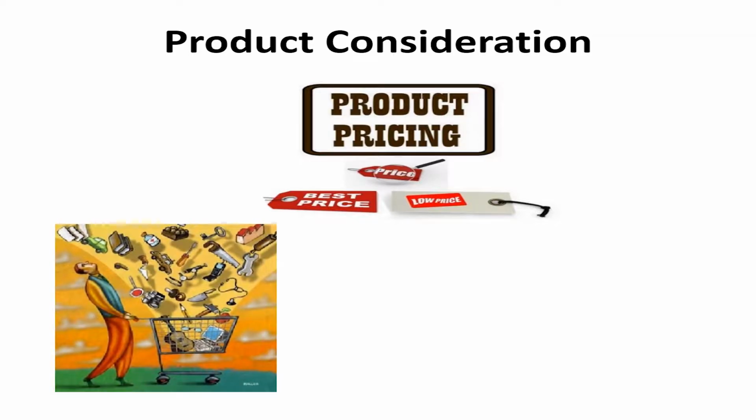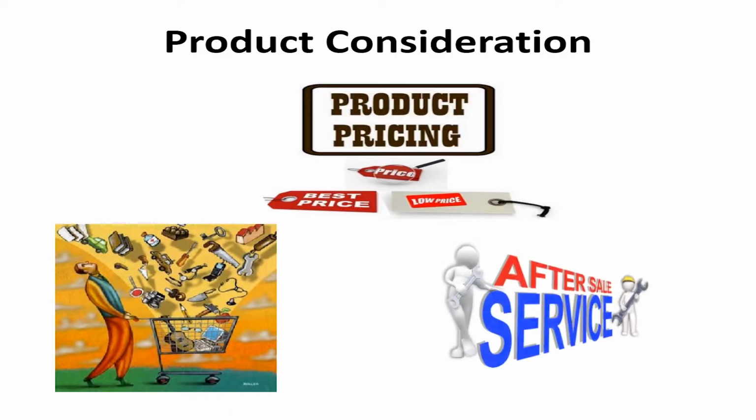Second point is product type. A perishable product will not have more middlemen because the product should reach the consumer as early as possible. For example, bread manufacturers normally have direct contact with retailers.